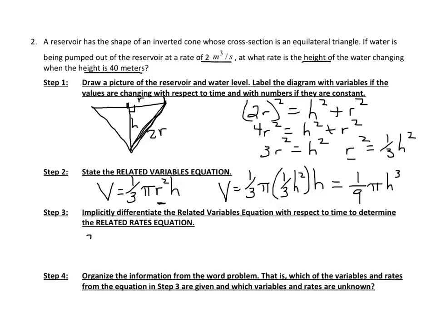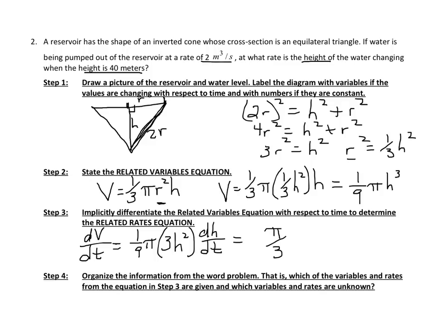Let's do the derivative of that, dV/dt equals 1/9 pi times 3h squared. We took the derivative of h, so we'll do dh/dt. And that simplifies down to pi over 3, when the 3 and the 9 simplify, h squared dh/dt.